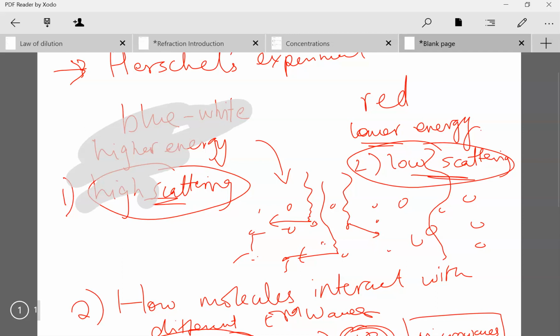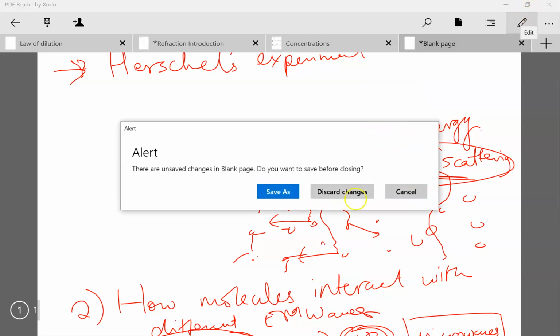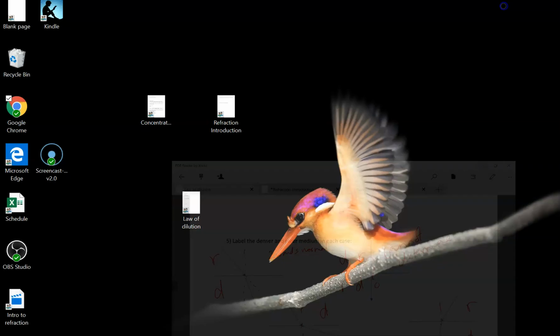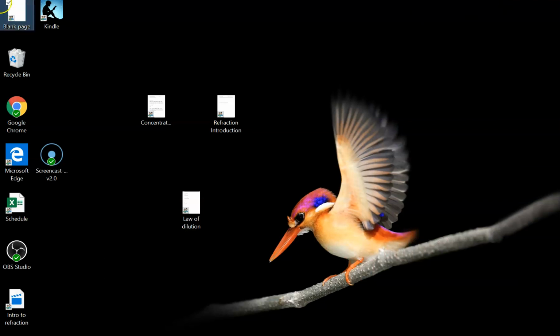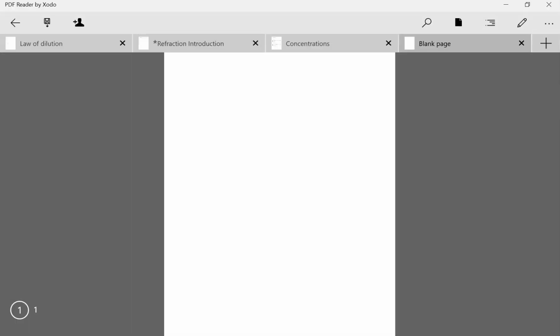My eraser's not working. Let's see. Okay, this is getting annoying. I'm just going to discard, go back, and open this again. There we go. Sorry about that.